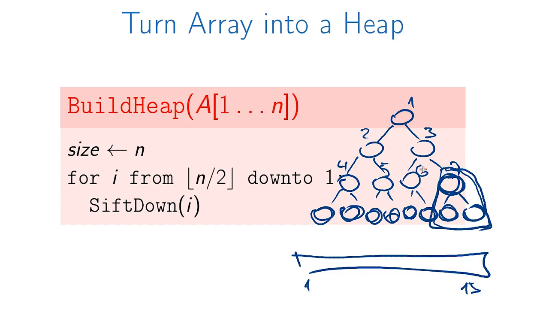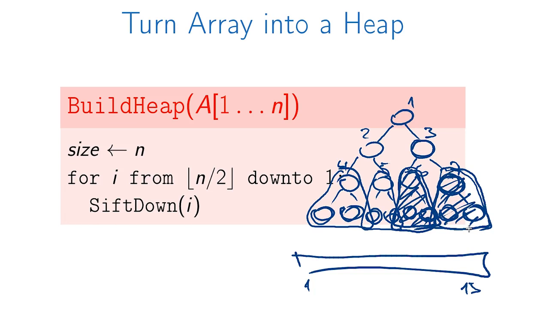Then we do the same for node number 6. After this call, there are no problems in the subtree rooted at node number 6. Then we do the same for i equal to 5 and for i equal to 4. Then we proceed to node number 3. Note that at this point everything is fine in this subtree and in this subtree, right? We already fixed everything in these two subtrees.